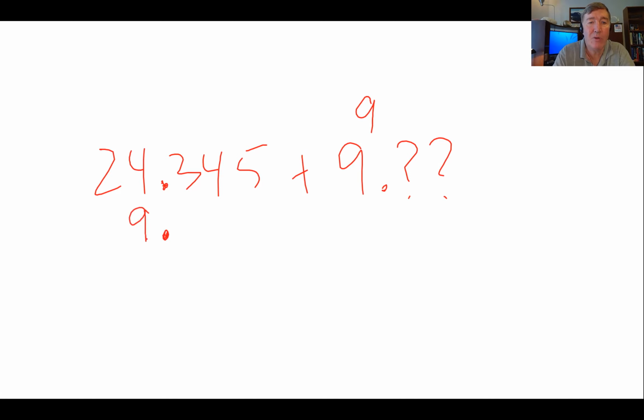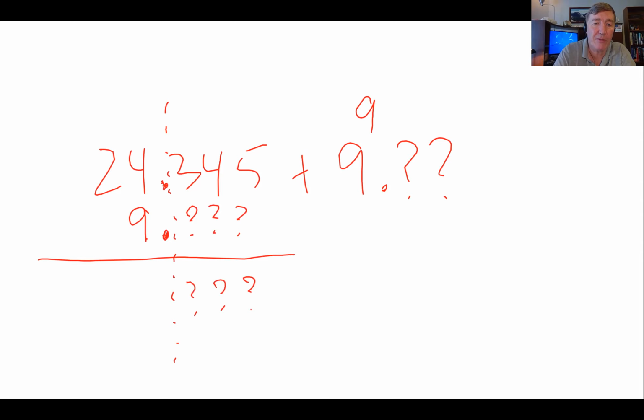So what I've got is 24.345 plus 9 point question mark, question mark, question mark. At which column do the question marks first appear? They first appear at that column right there. So what is 5 plus question mark? Question mark. What is 4 plus question mark? Question mark. What is 3 plus question mark? Question mark. Now finally we get to the place where we don't have question marks. What's 4 plus 9? Well, it's 13, carry the 1, so 3. So 33 point question mark is my answer.